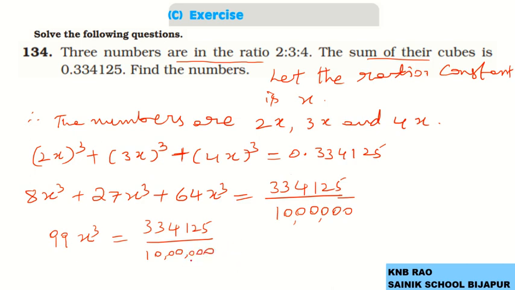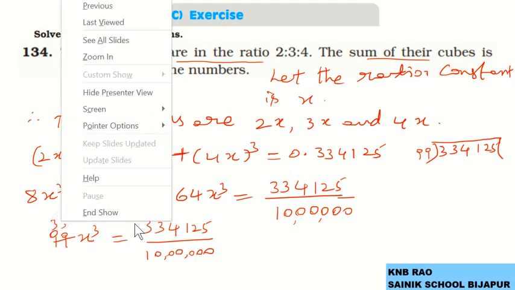Now how to proceed? See children, very simple. We need to cancel. How to cancel? Here, 334125 when divided by 99 gives you the quotient 3,375. Otherwise you can do a simple cancellation.